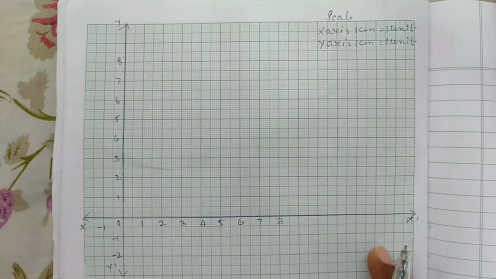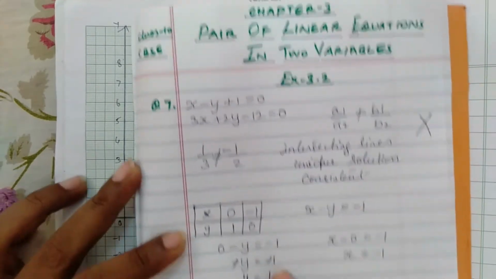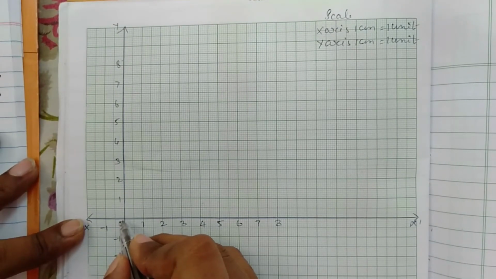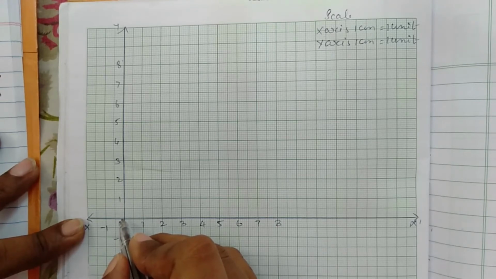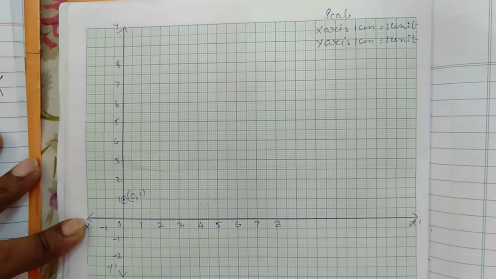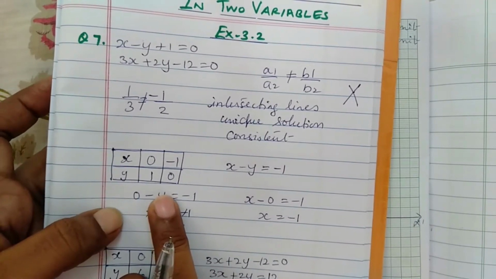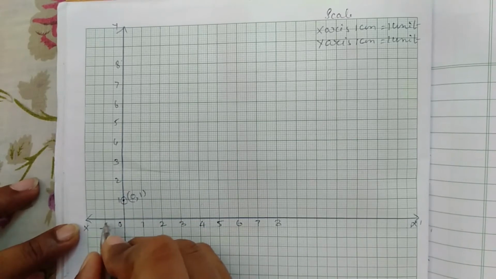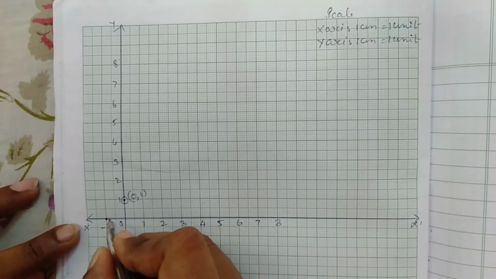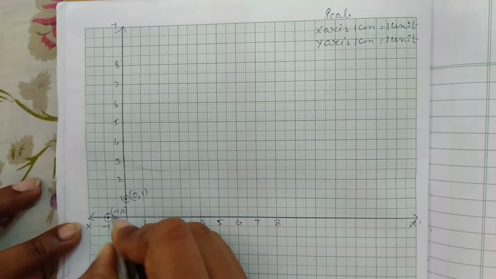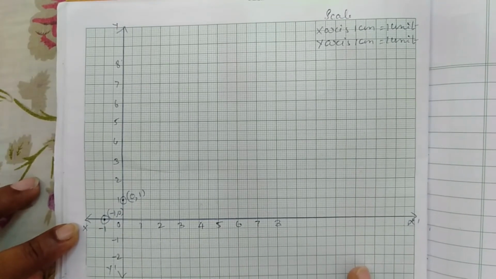Okay, now let's mark the points. For the first one, x is 0, y is 1. X 0 means x does not move to the right hand side, so y is 1. Let's mark it here. Y1 is here, 0 and 1. Then x is minus 1, y is 0. X minus 1 means here, y 0 means it doesn't move up, so let's leave it here. Okay, so this is minus 1 and 0.